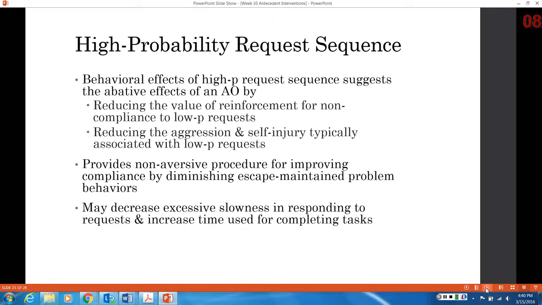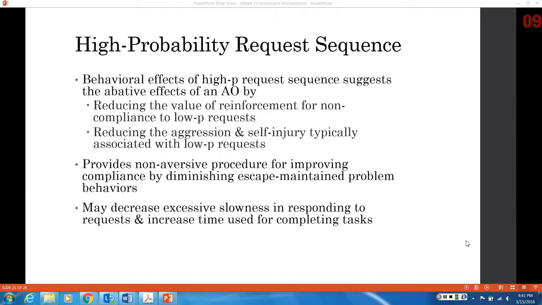The high probability request sequence creates an abolishing operation, where the value of the reinforcer available for low probability requests is diminished. What we see as a result is a decrease in problem behavior such as aggression and self-injury. The high probability request provides an alternative to aversive procedures for improving compliance and decreasing escape-maintained problem behaviors.